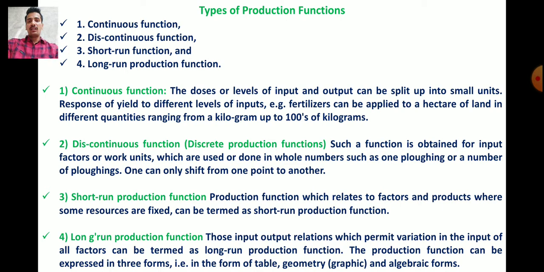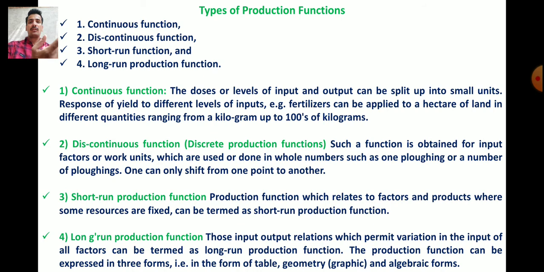Now, what is the discontinuous function or discrete production function? Such a function is obtained for input factors or work units which are used or done in whole numbers, such as one ploughing or number of ploughings; one can only shift from one point to another. Means we cannot split the number of ploughings. You can say first ploughing, second ploughing, third ploughing, fourth ploughing or fifth ploughing. Means this is obtained from one unit or whole numbers. Discrete or discontinuous function is shown by whole numbers.